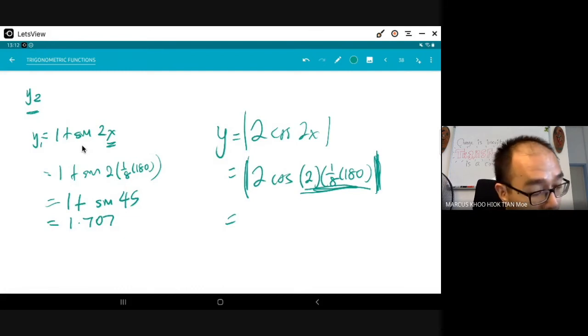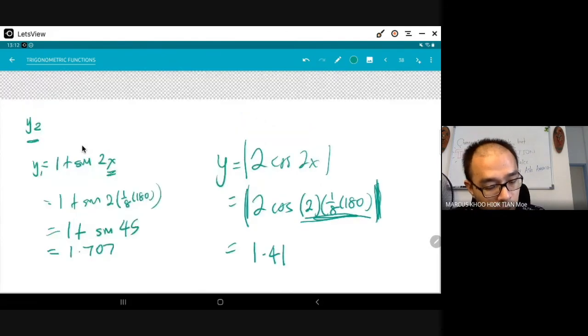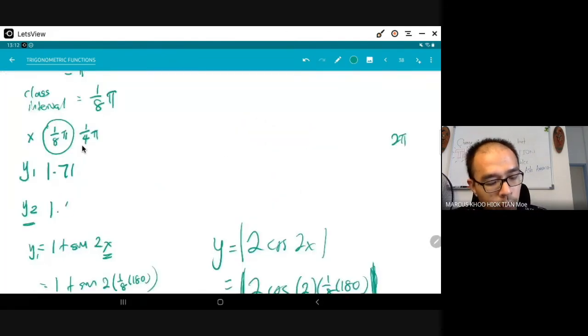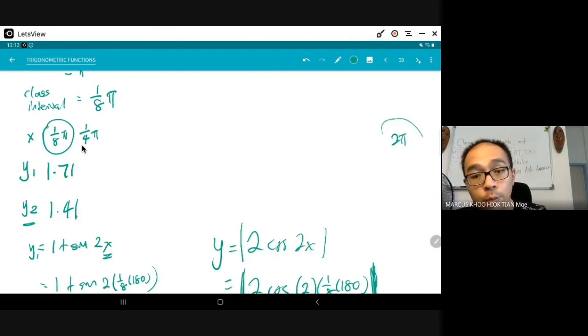Cos 45 is 0.7. Then you times 2, you'll get 1.41. Okay, so then you substitute here 1.41. Then you do until you get all the way until 2 pi.